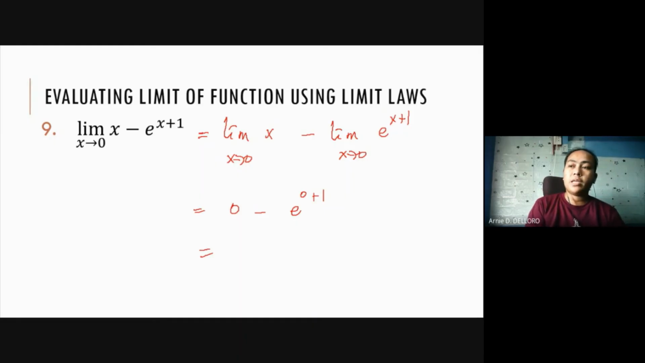Eh, di ba kapag ang exponent ng isang number ay 1, hindi naman na natin siya nilalagay as the exponent. Understood na kapag wala tayong nakalagay dyan, 1 yung exponent niya. So, we can simply write negative e. So, the limit of x minus e raised to x plus 1 as x approaches 0 is equal to negative e. Okay?